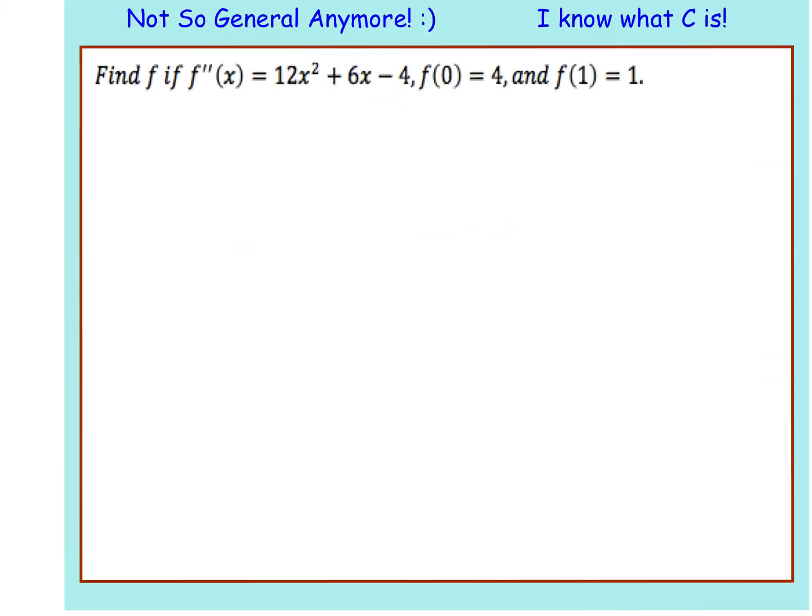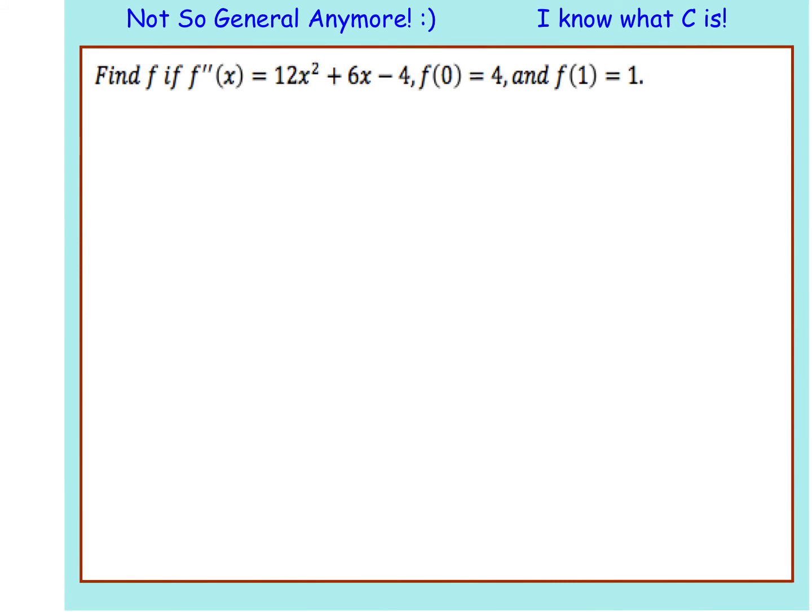So now I'm going to find f of x, given f double prime. And f double prime here is 12x squared plus 6x minus 4. And now I'm given two initial conditions. Now I'm given f of 0 is equal to 4, and f of 1 is equal to 1. Well, if I need to go from f double prime to f, how many integrals, or antiderivatives, am I going to take? I'm going to take 2. All right, so let's do 1.